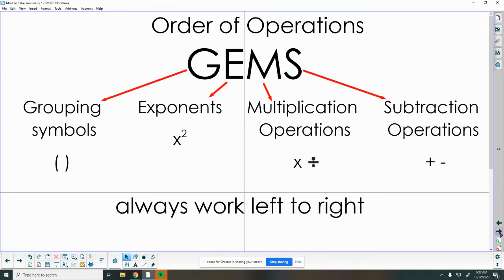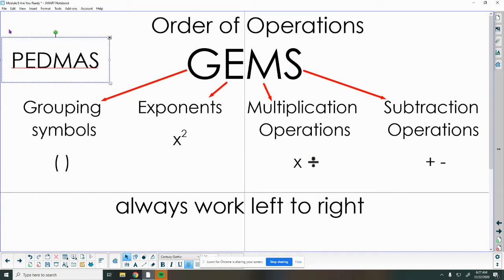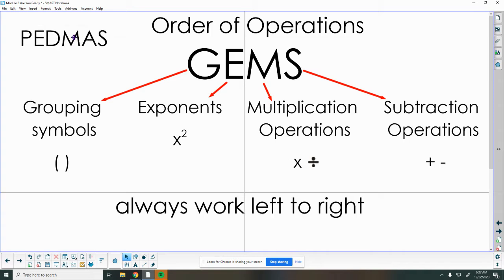So another thing I'd like to review is the order of operations. You might have also heard the acronym of PEMDAS. You also might have heard it called PEDMAS, parentheses, exponents, divide, multiply, add, subtract. I like to shorten that down to GEMS.